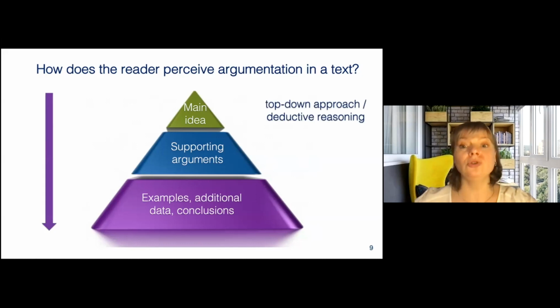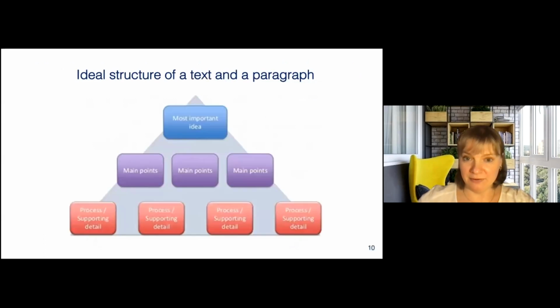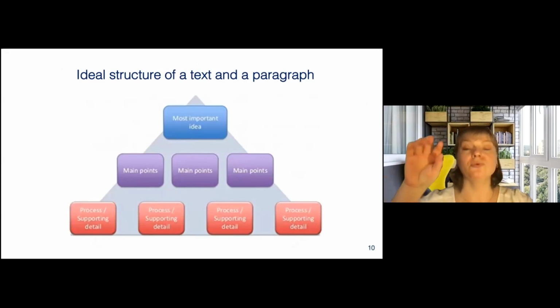This approach is called top-down approach or deductive reasoning. If the text is organized in such a way, we can be sure that the reader will understand our message and the ideas will be clearer. So an ideal structure of a text and a paragraph is a pyramid with the most important idea or a statement at the top, several main points, and some supporting details. I'll repeat that it works both on the level of a paragraph and the level of a text.